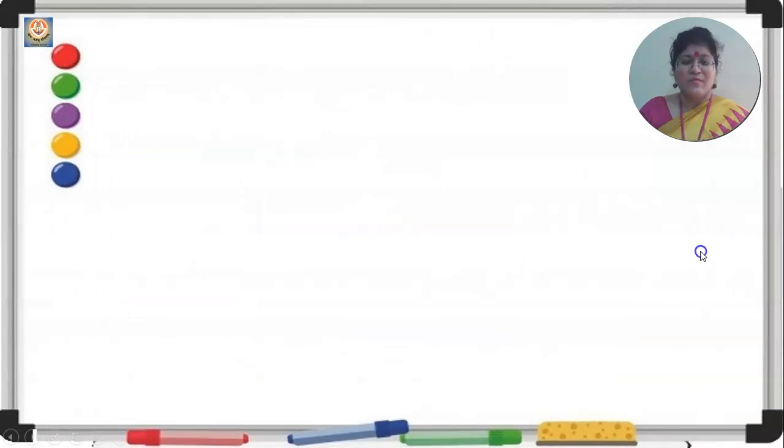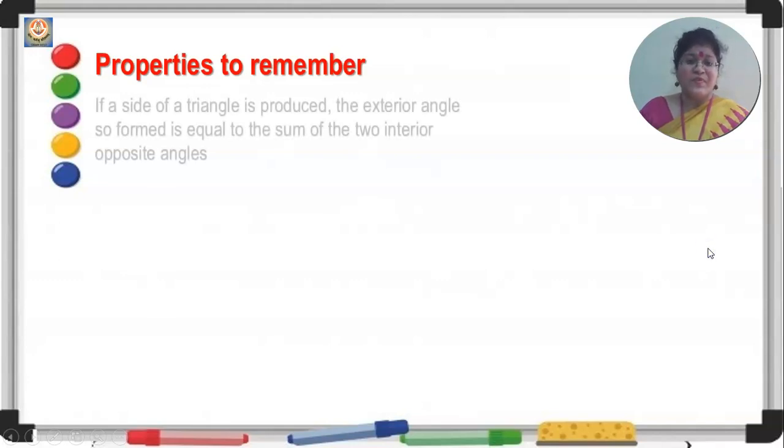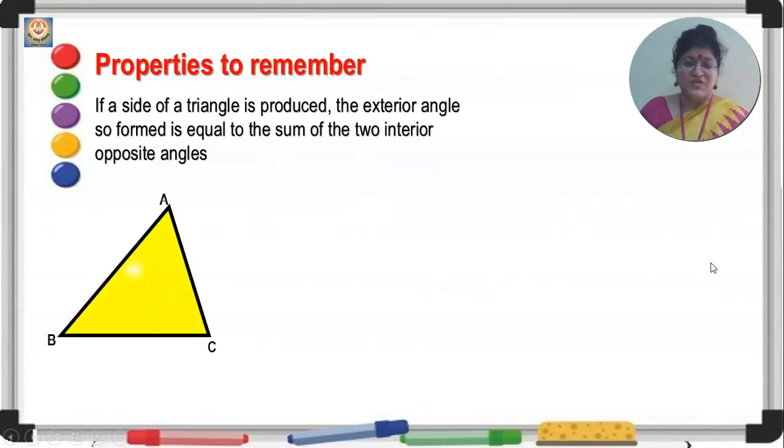Now, I want you to remember these properties. You will make a note of this also. If a side of a triangle is produced, the exterior angle so formed is equal to the sum of the two interior opposite angles. That means we take a triangle ABC and I am producing one of the sides. That means I'm extending one of the sides. See, it's extended.